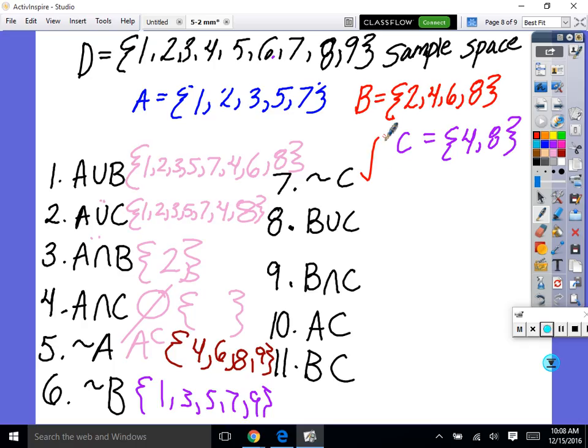Now 7. Oh, we already just did 7. B united with C. B united with C. So let's unite them. Union. We have a 2, a 4, a 6, and an 8 from B. Now we go on to C. We've already listed 4, and we've already listed 8. So we're good. Don't list it twice. B intersects C. Where do they intersect, meaning where are they the same? 4 and 8, correct?